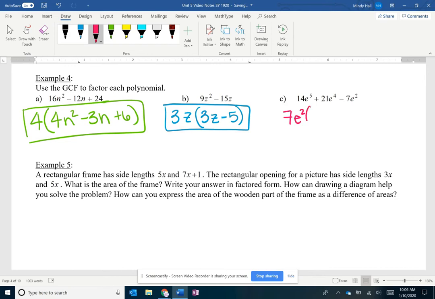So by doing this, 14 divided by 7 is 2. E to the 5th divided by e squared would leave us e cubed. Plus 21 divided by 7 is 3. E to the 4th divided by e squared would give us e squared because we had 4, then we took 2 away. And then negative 7e squared divided by negative 7e squared would just be minus 1 because it's that thing divided by itself. Okay?